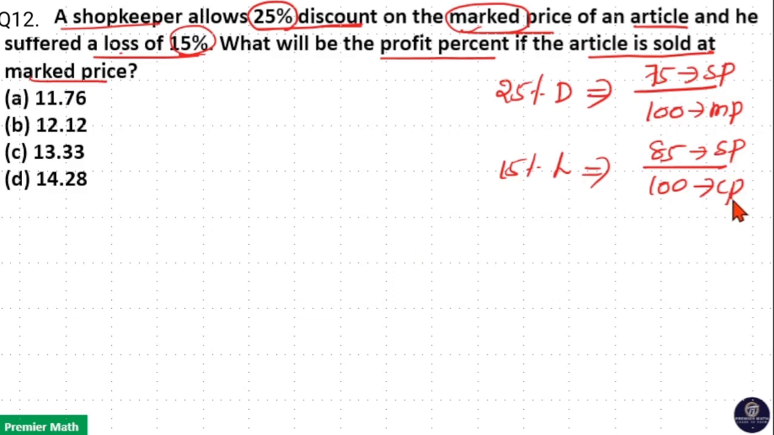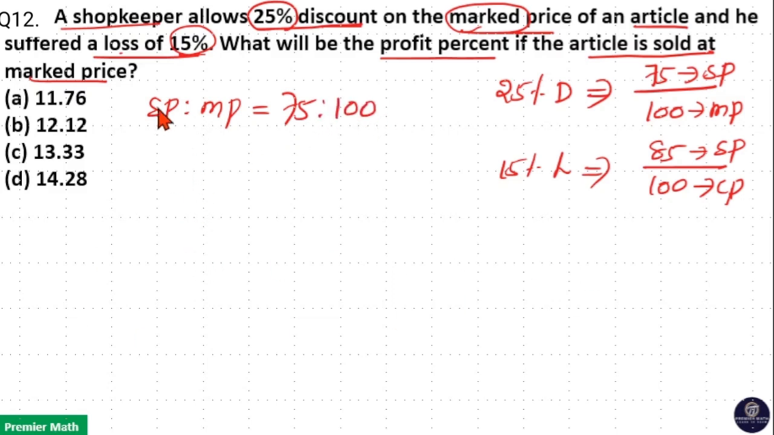Now, I need to take the ratio of cost price and mark price. I can cancel sell price here. So, take the ratio. Now, sell price and mark price ratio. Sell price and mark price ratio is equal to 75:100.